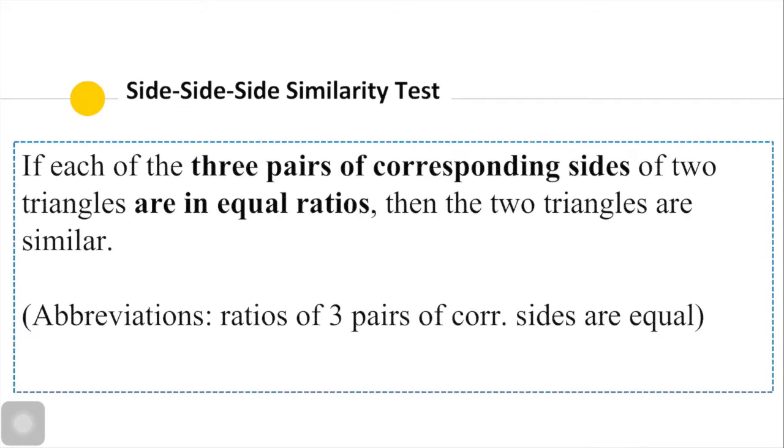The second test will be the side similarity test. For congruency, you just have to check that the three sides are all exact same length. But for here, you have to check that the three sides have the same ratio, which means you check now that the scale factor is consistent for all three sides.